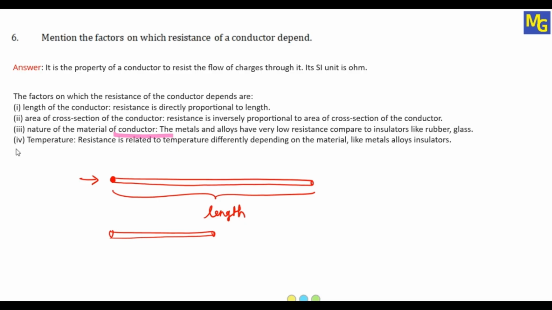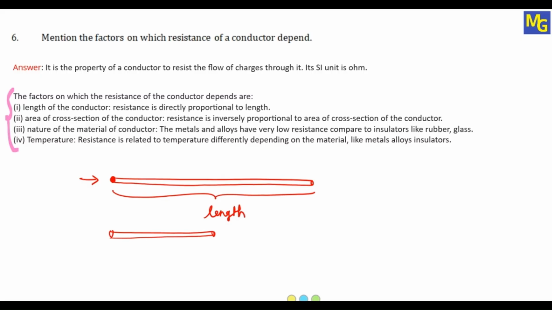And the next, last factor is temperature. Resistance is related to the temperature differently depending on the material, like metals, alloys, insulators, etc. It depends on the material as well as the temperature. So both temperature and the nature will decide the resistance. So these are the four factors on which resistance depends, and these are the four factors which you have to write in the answer.